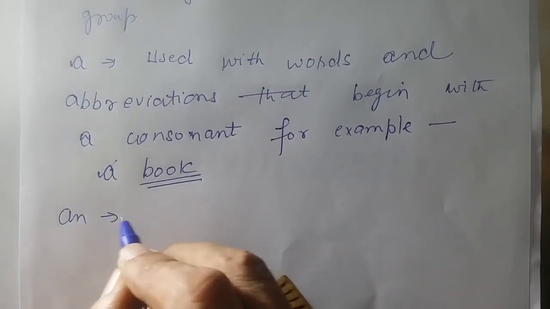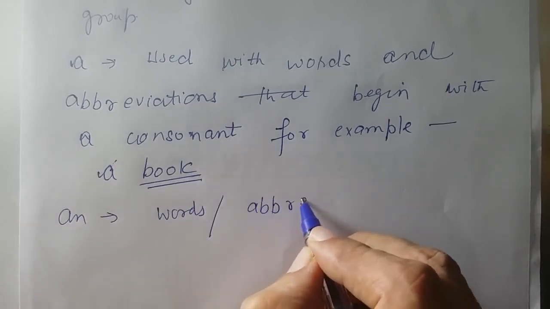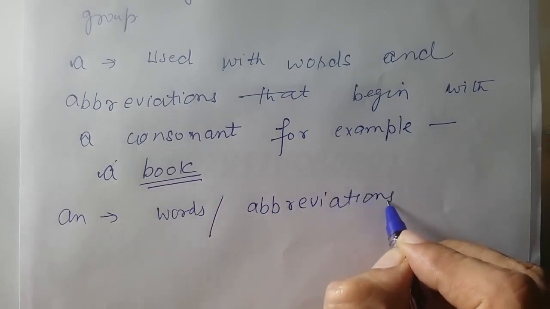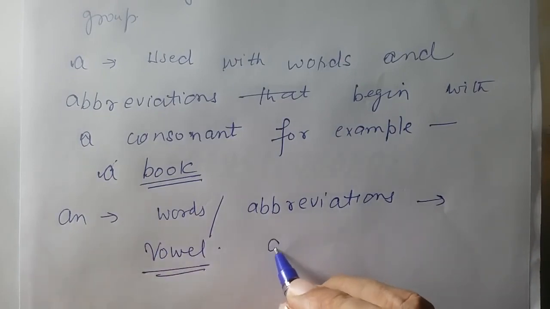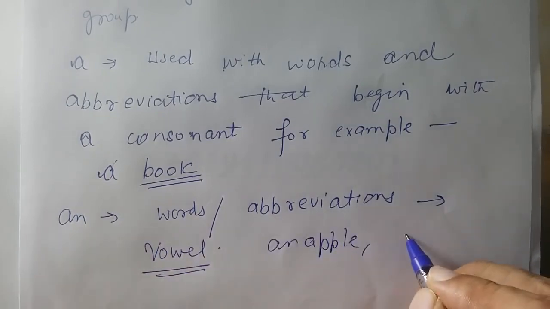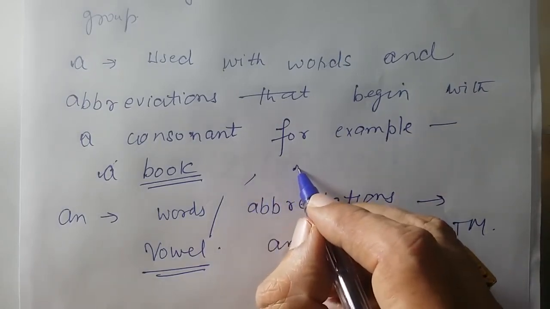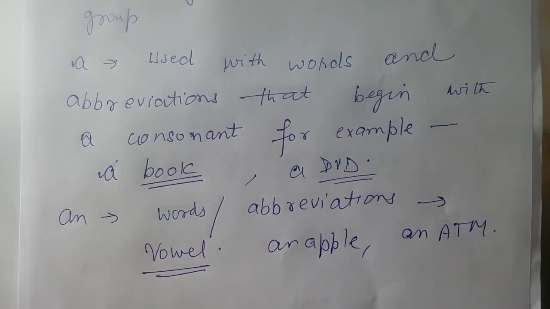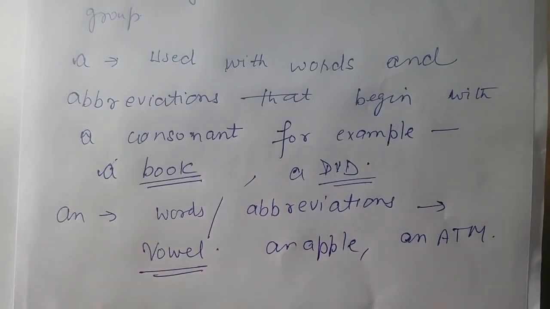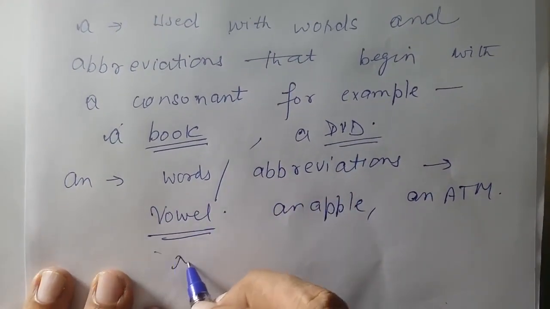And an is used with words or abbreviations that begin with a vowel: an apple, an ATM. Here the answer is one more, a DVD. Right, so these are the rules. Now I am going to compare the generic noun and the other nouns, how to use articles with nouns.